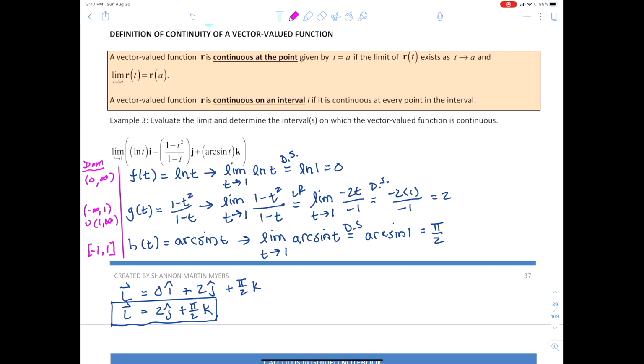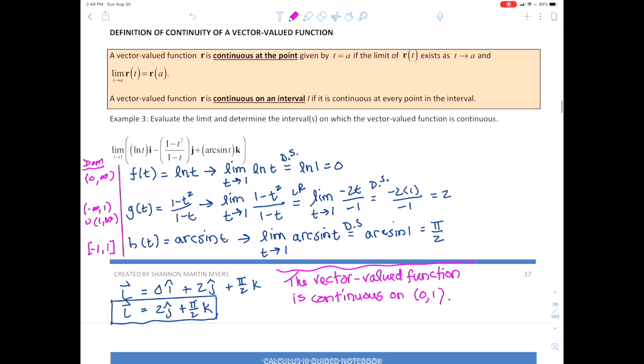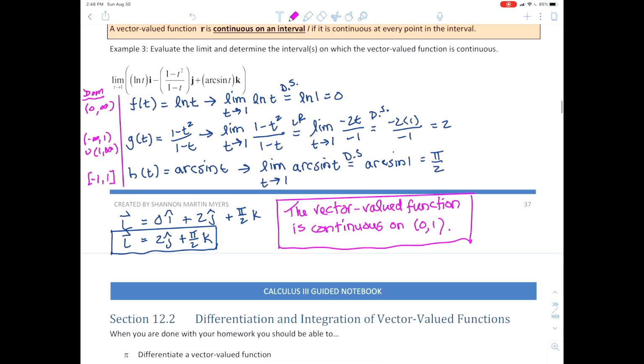So in determining the interval on which this vector valued function is continuous, the vector valued function is continuous on 0 to 1, non-inclusive. Groovy? All right. So I believe that wraps it up for today.